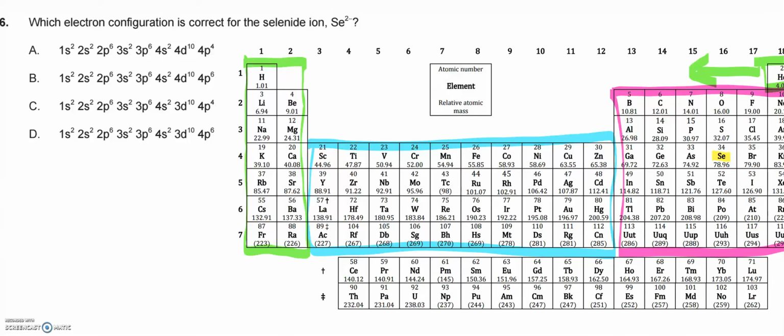Okay, this is May 2016, paper 1, question 6. Try it out. Hit play when you're ready.